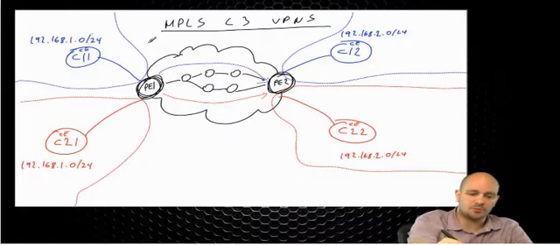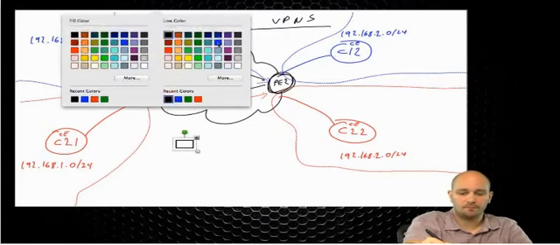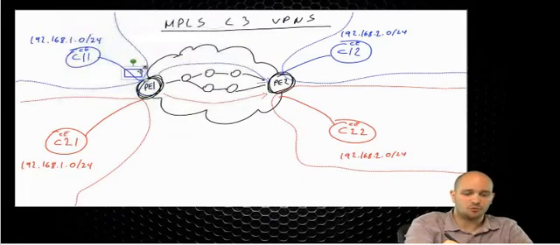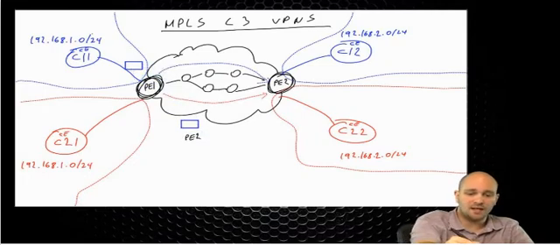So let's imagine what happens with the blue packet, for example. Let me draw a blue packet here. So this is a blue packet. Let me just change the color for it. So the blue domain sends the packet and it arrives at PE1. Now this packet is going to get a label here, because we want to get this packet across to PE2. So this label goes in now.